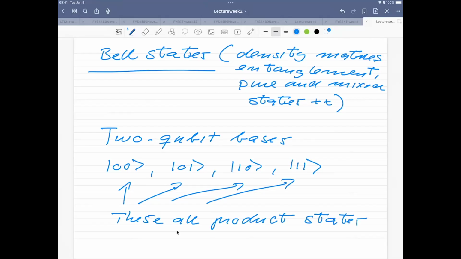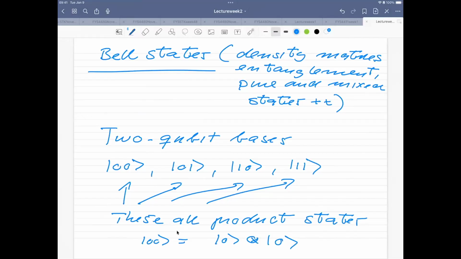So if you look at the first one, 0, 0, that is given by the tensor product. When I say product states, these are the tensor products of the individual qubit states. That means that everything I make here as linear combinations of all these states, you can actually write them as product states of the basic qubit states which we have. So these are product states.